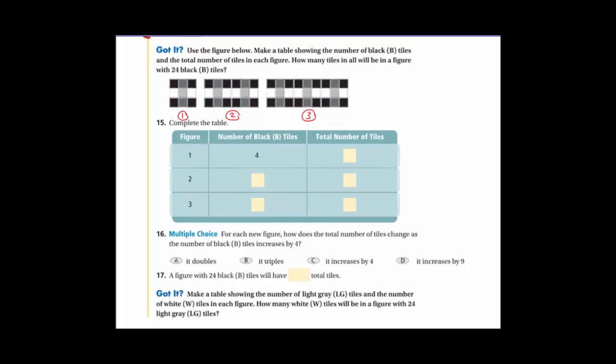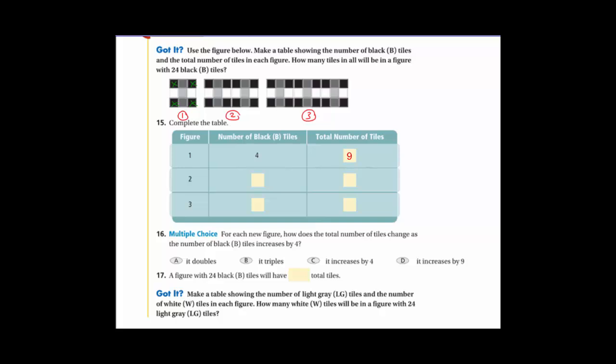So in figure number 1, there are 4 black tiles. You can see them here: 1, 2, 3, 4. So there's 4 black tiles in figure number 1. How many total tiles are there in figure number 1? Well, there are 3 rows of 3 tiles there. So there's 9 tiles altogether in figure 1.